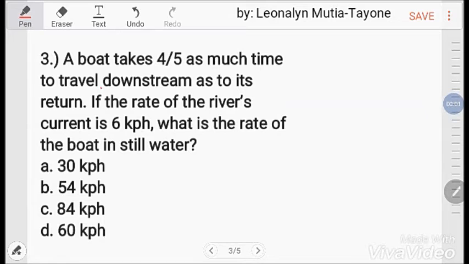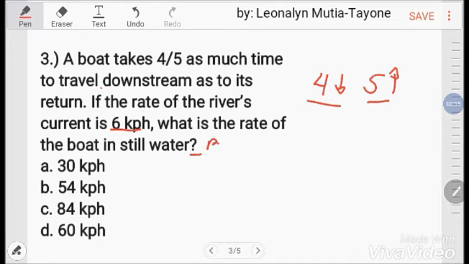Number 3, a boat takes 4 by 5 as much time to travel downstream as to its return. If the rate of the river's current is 6 kph, what is the rate of the boat in still water? 4 by 5, meaning 4 pababa, 5 pataas. Yung rate niya, ito mas mabilis kasi yung current niya ay 6 kph. Tapos ito naman ay mas mabagal kasi sumasalubong siya sa current na 6 kph.